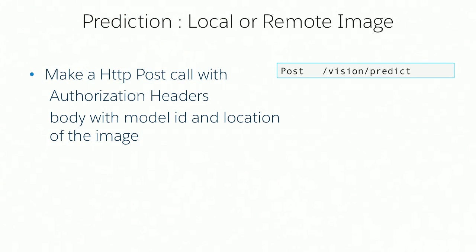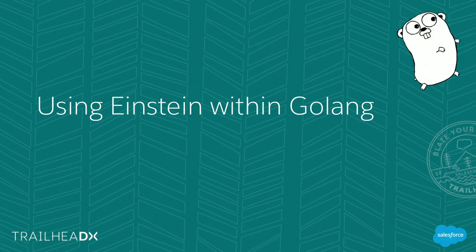Now, once you have your model in place, you basically need to make a POST call to this endpoint to get the prediction of the label. Obviously, you need to provide the access token and so on. Now, let's go to Golang. How do you do all this using Golang as an example?